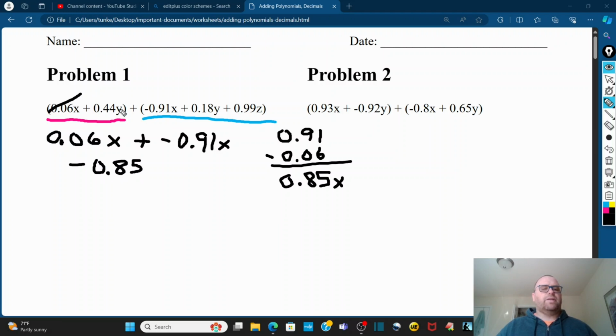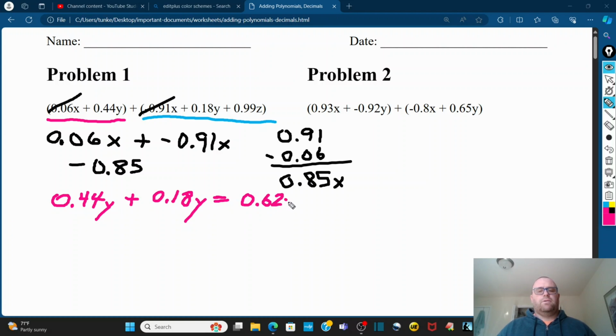I'm now going to cross off the x values because I've taken care of those. Okay, let's move to the y values now. So we have 0.44y, and we're going to add to that 0.18y. These are the same sign, so it's pretty straightforward. If we think of this as 44 plus 18, that yields 62, so we make it 0.62y. So we've got our y values taken care of. And then we can simply write down the 0.99z because we're not adding it to anything. So we'll just keep that in mind for later.